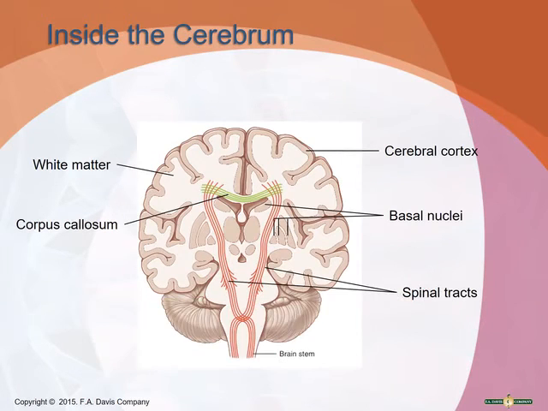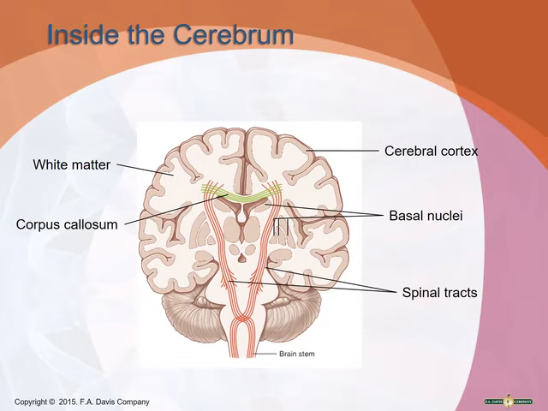Inside the cerebrum, most of it is white matter, bundles of myelinated nerve fibers called tracts. These tracts carry impulses from one part of the cerebrum to the other, or from the cerebrum to other parts of the brain or spinal cord. Most tracts passing from one hemisphere to the other travel through the corpus callosum. Remember that bundle of tracts through the middle? And this allows the two hemispheres of the brain to communicate with each other.